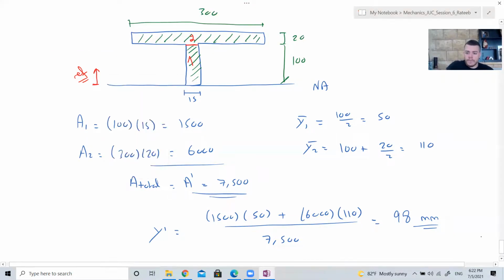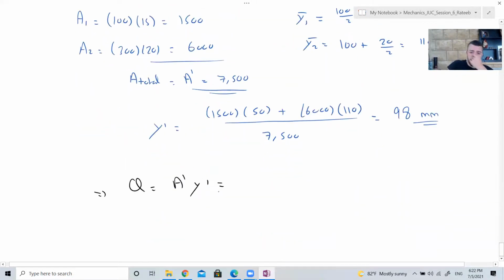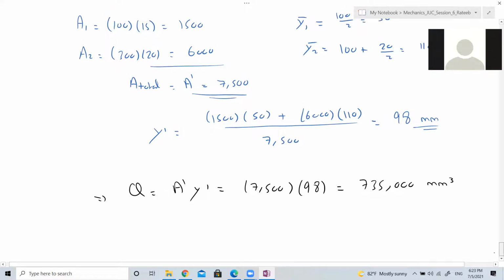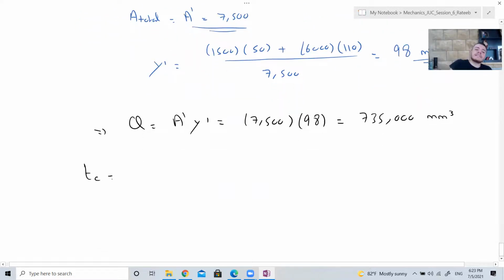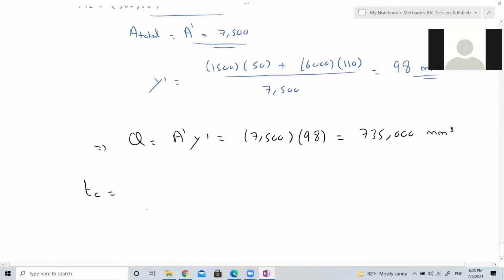So therefore, Q is A prime Y prime, which is 7500 times 98, which is 735,000 millimeters to the power 3. What is the thickness at point C? Point C is here on the neutral axis. What is the thickness at point C? 15. Yes, 15, the same.